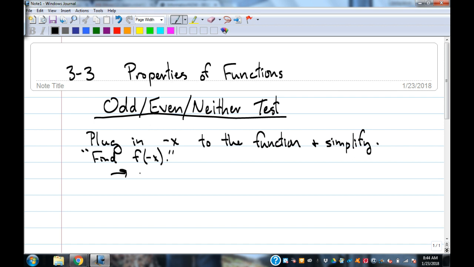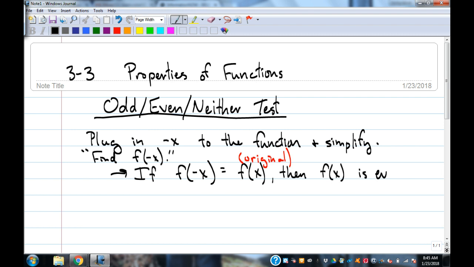So if f of negative x comes back to the original, so f of negative x, when I plug that in and simplify it, it comes back to be f of x, the original function. If it turns back into the original, like everything worked out to be the same as it was, then f of x is even. Okay. So if everything comes back to the way it was, it's even.